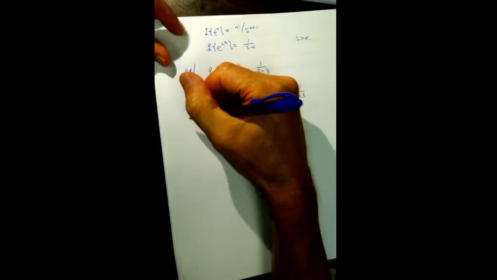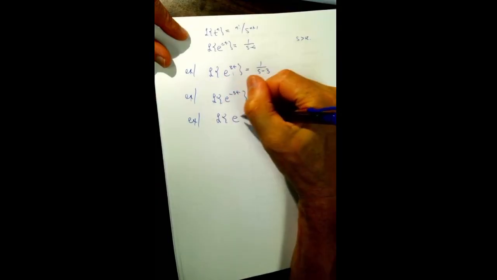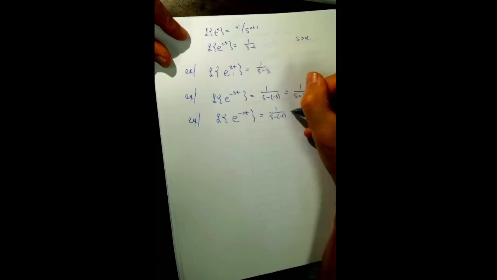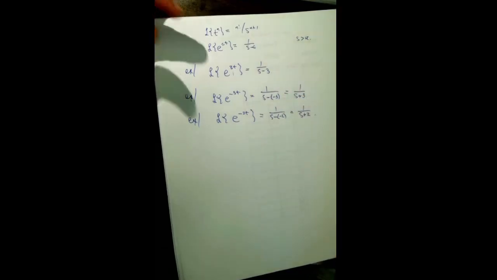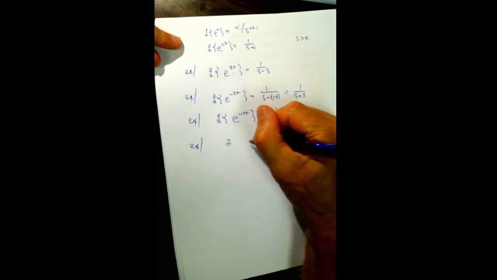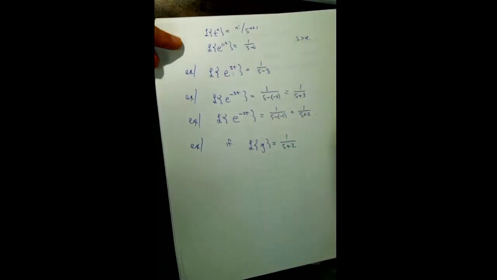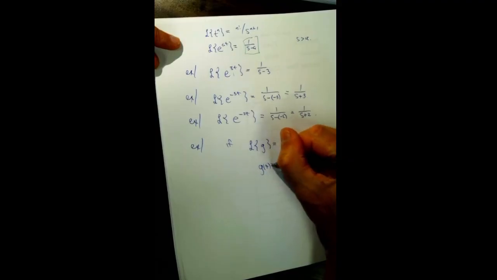And again, if I want to take the Laplace transform of e to the minus 2t, a is minus 2, so I get 1 over s plus 2. And if I know that the Laplace transform of some function is 1 over s plus 2, I can write this as 1 over s minus a, minus 2. This now looks like 1 over s minus a, where my a is minus 2. So I know that my g of t is e to the minus 2t.